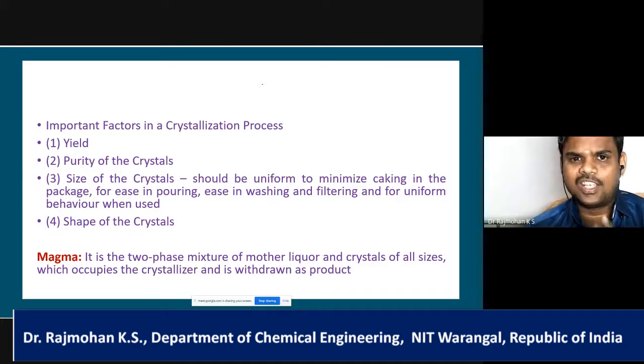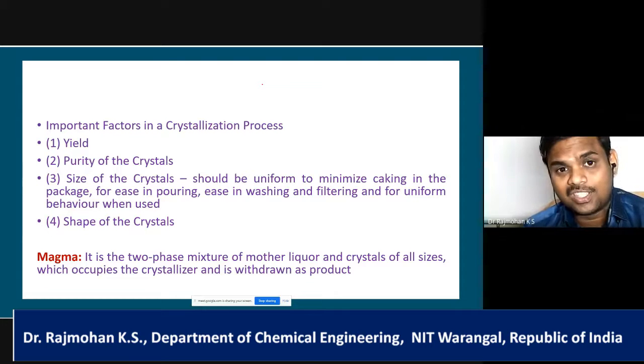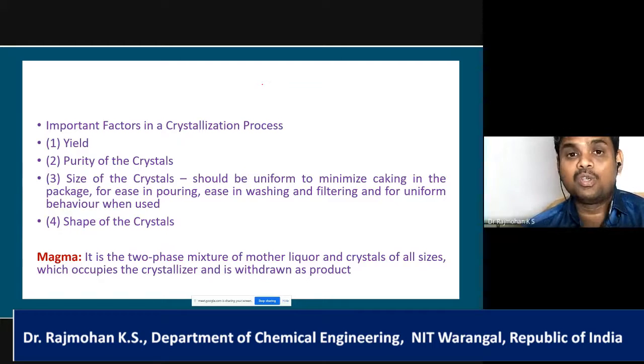In general, crystals are mostly pure in nature, unless some impurities are purposefully allowed to form along with them. So then what about the size of the crystal? It's going to be uniform.